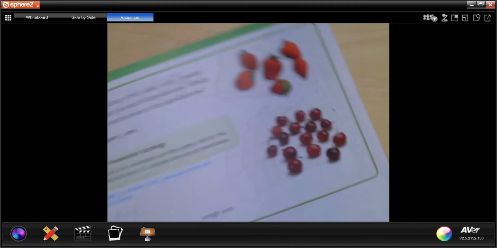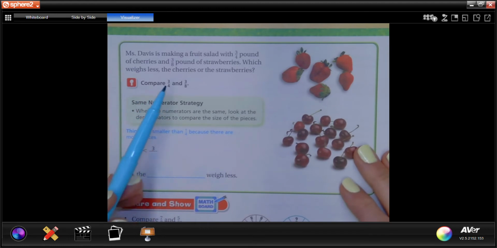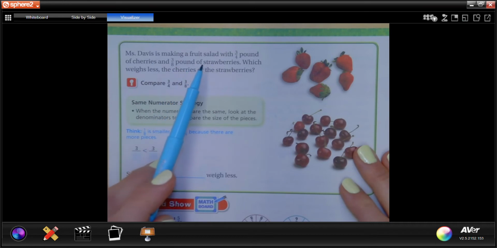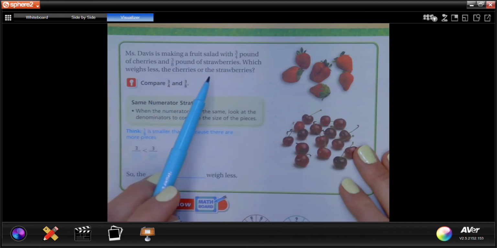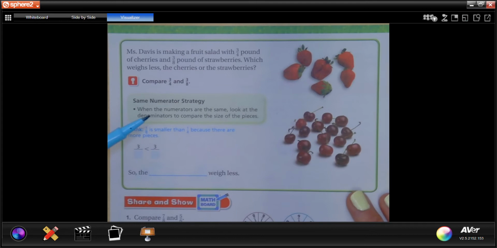We're going to turn the page over to page 526. Miss Davis is making a fruit salad with 3/4 pound of cherries and 3/8 pound of strawberries. Which weighs less, the cherries or the strawberries? Compare 3/4 and 3/8. So in our last problem, we did the same denominator strategy. Now, here we're going to look at the same numerator strategy. When the numerators are the same, look at the denominators to compare the size of the pieces.